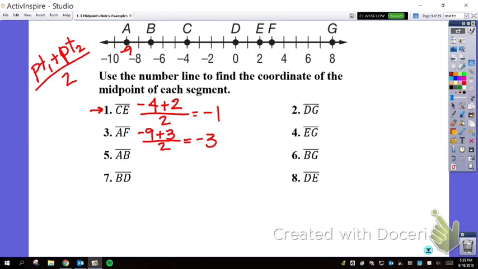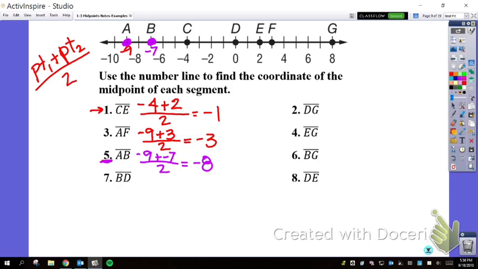Okay, AB is a little bit different. I'm going to change colors for us. If you look at AB, you can kind of look at the picture here, right? We have -9, and we have -7, and the only point that's directly in between that would be -8. Now, if we do the math, you would still get -8 because it's -16 divided by 2. But if you can look at the picture and get something like that, then I say go for it.